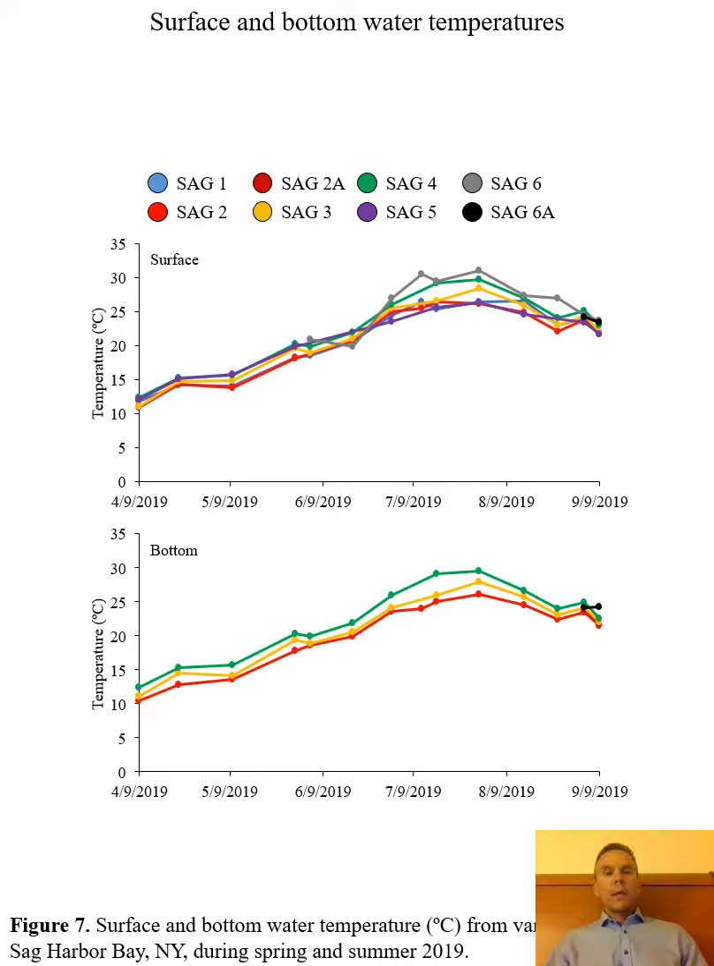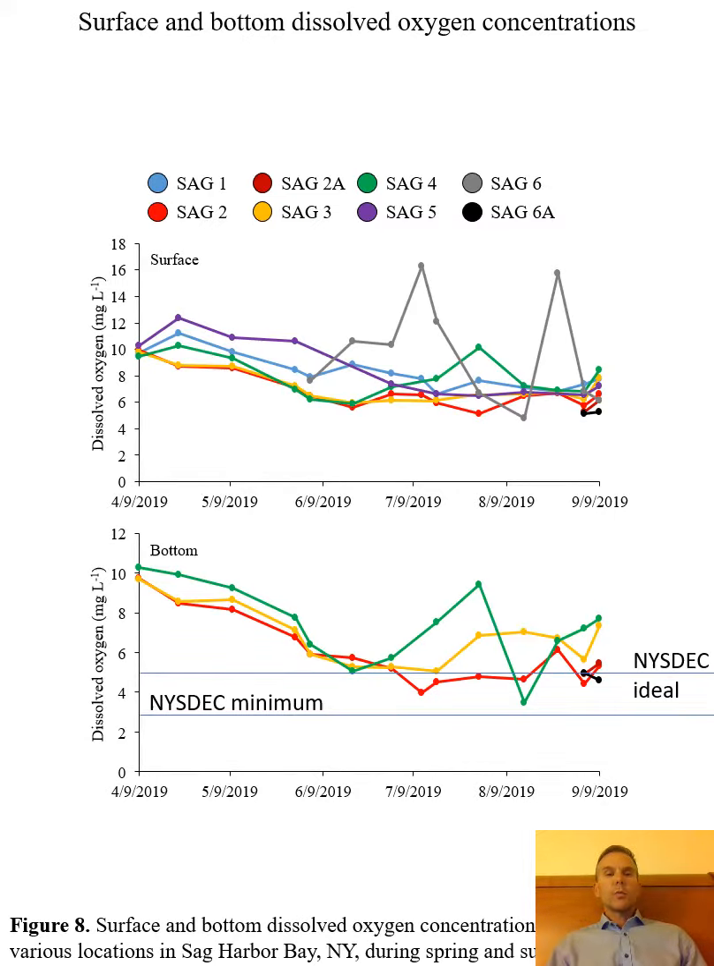These are weekly or biweekly measurements of temperature. And what you can see is that they generally follow the same pattern as we saw for the continuous monitoring buoy and the other continuous devices. Again, those very high temperatures that occurred through the late summer.